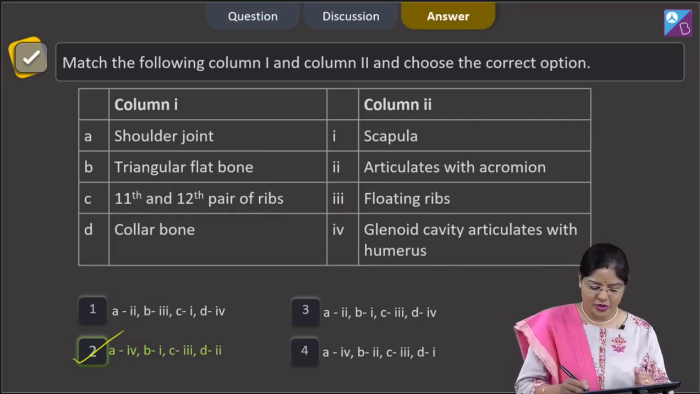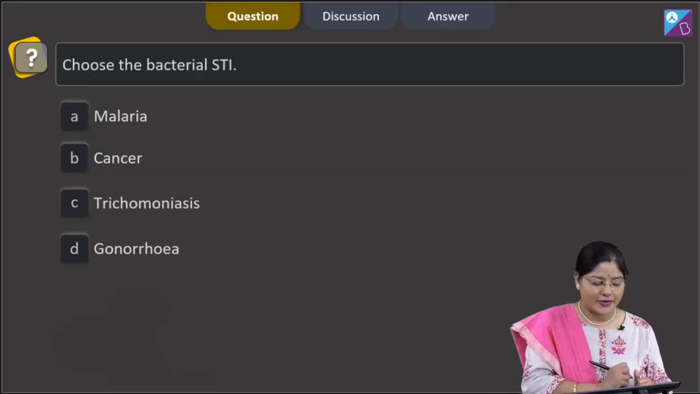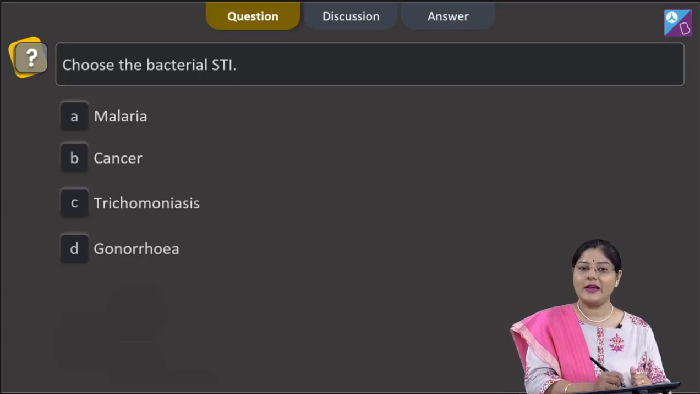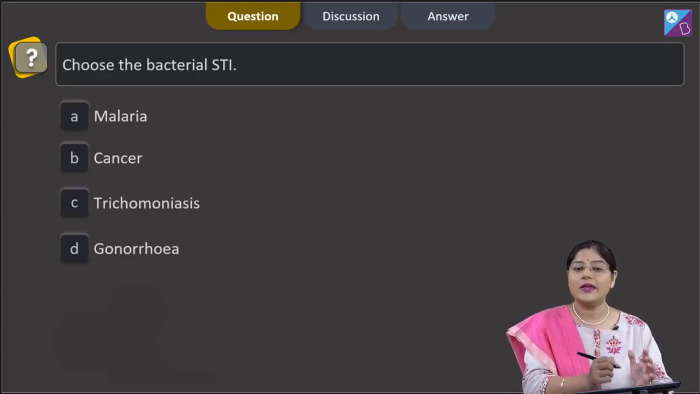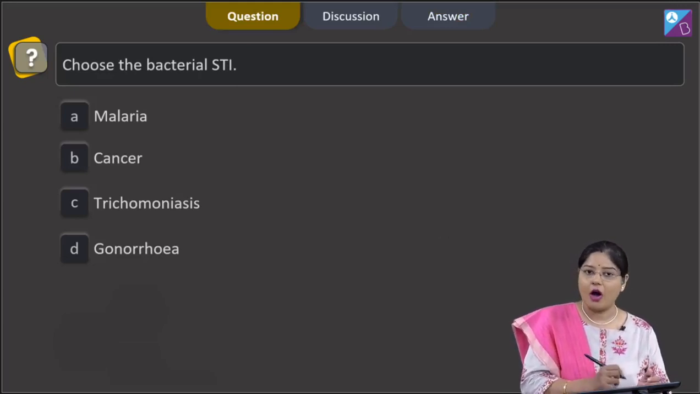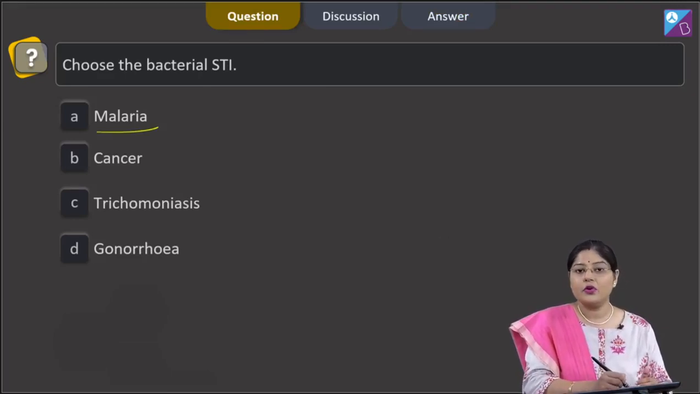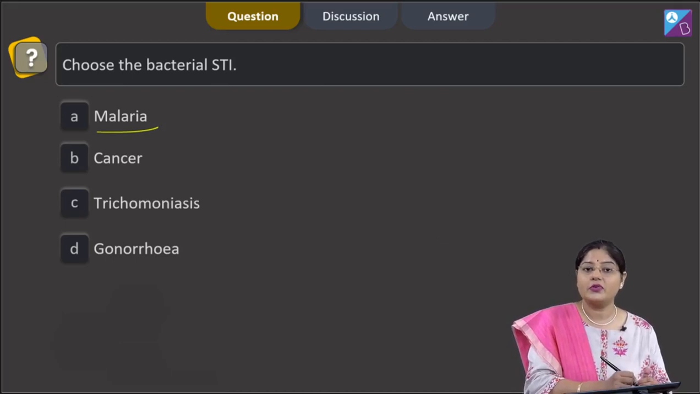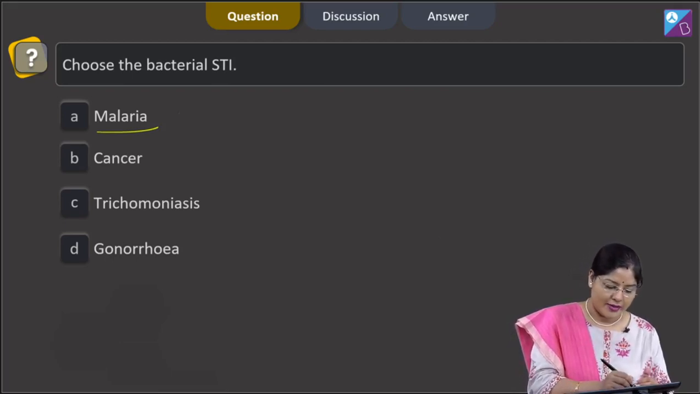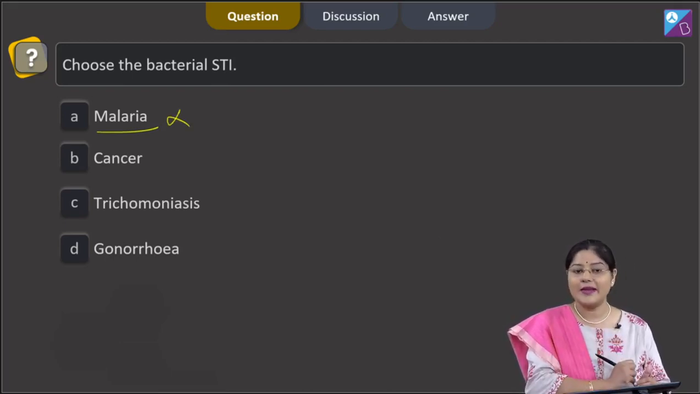Now proceeding to the next question, students. Question states that choose the bacterial STI. STI stands for sexually transmitted infection, and the options given are first option malaria. Malaria is a protozoan disease. It is caused by the protozoa Plasmodium and it is not a STI. So, this cannot be a correct answer.